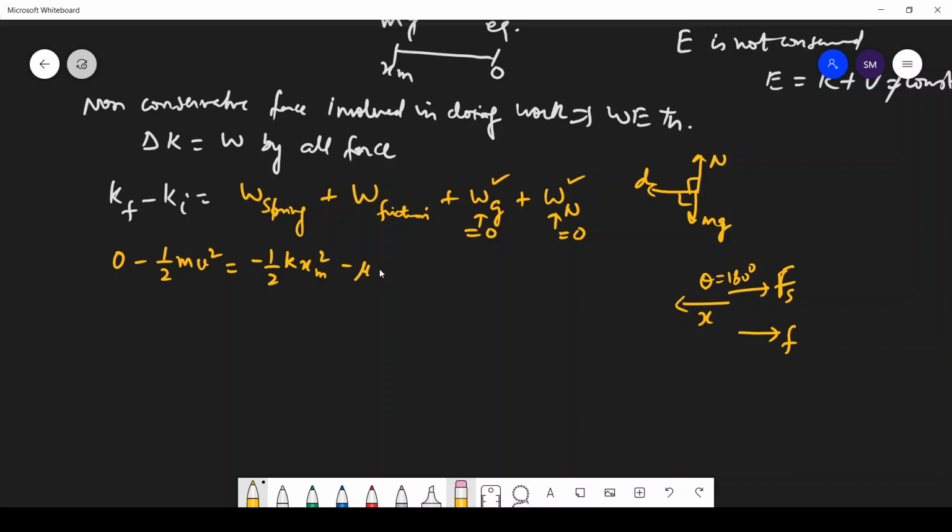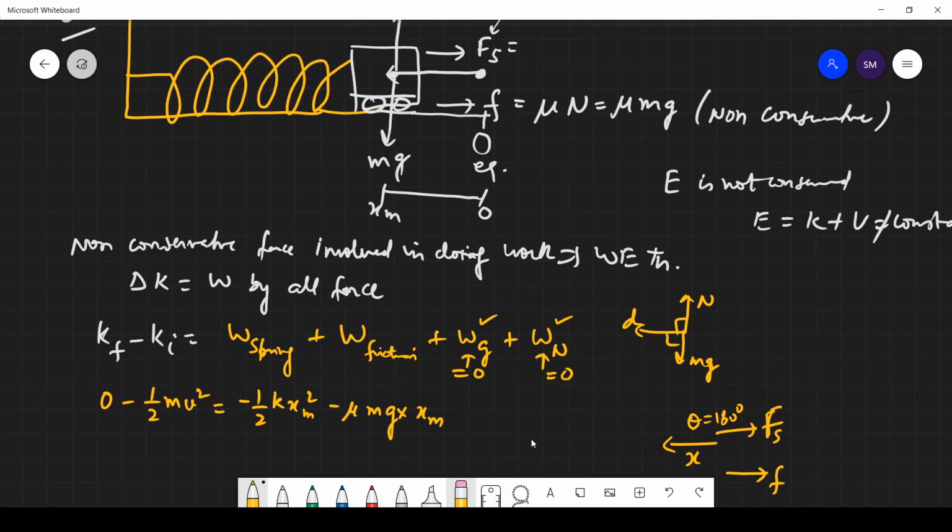Now the force of friction is mu mg. So m and g are positive, mu is positive, so this will be multiplied into the displacement, that is xm. So force into displacement, right? So students, the work done by the spring force is minus half k xm square, and the work done by the friction force is minus mu mg xm. This is the frictional force, and this is your displacement.